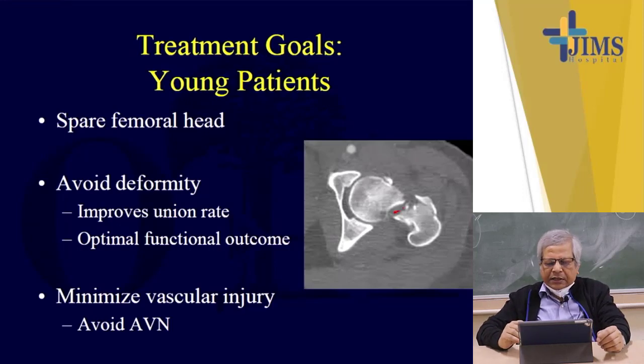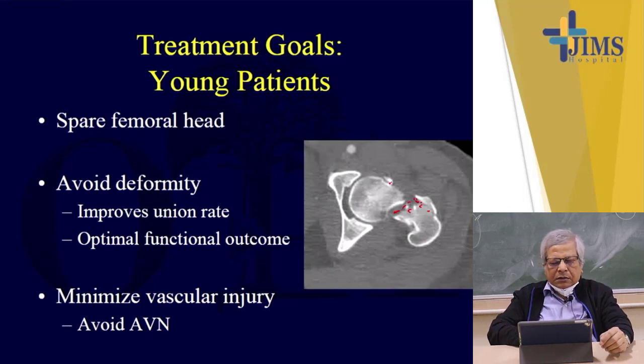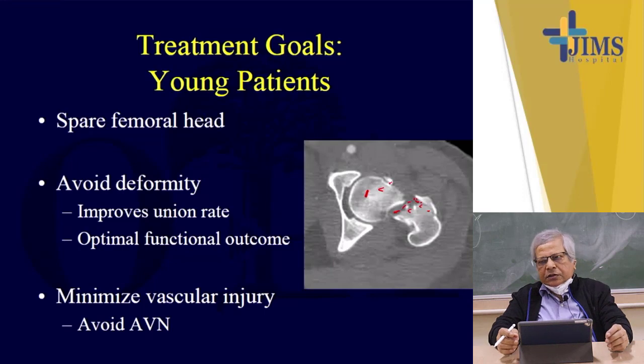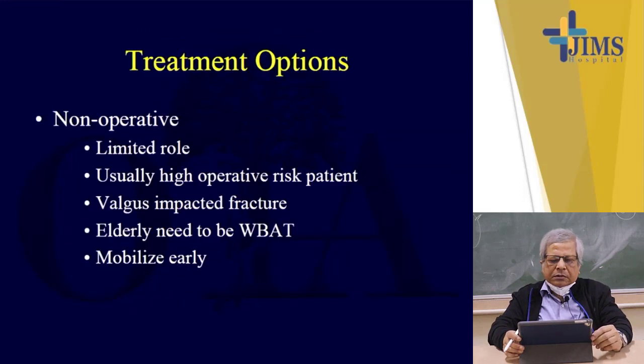This is the fracture line. In a young patient, you can see there is comminution at the fracture site. Some pieces are there. One should try to preserve the femoral head, avoid deformity, improve union rate. The optimal choice is to go for a closed reduction and internal fixation to save the head, minimize vascular injury. So the choice is it should be operated as early as possible.